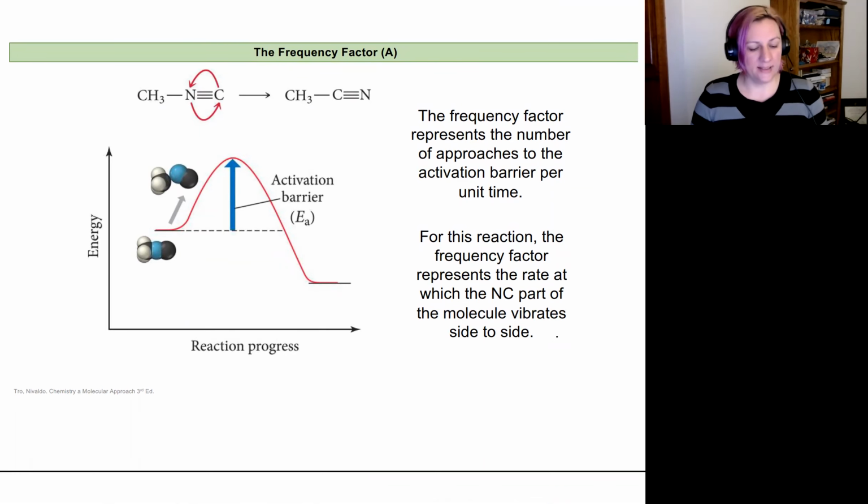And so as this wiggles and wiggles and wiggles, some of the wiggles are going to get really close to partially breaking the bond, but then kind of go back. And so what we see is that only some of them will actually be able to hit that transition state and transform. And so the frequency factor is just going to track the number of approaches up to that activation barrier. And so the frequency factor is going to represent, in this case, the rate at which the NC part of the molecule, that triple bonded part, vibrates side to side. And so that rate of vibration will be represented in the frequency factor.